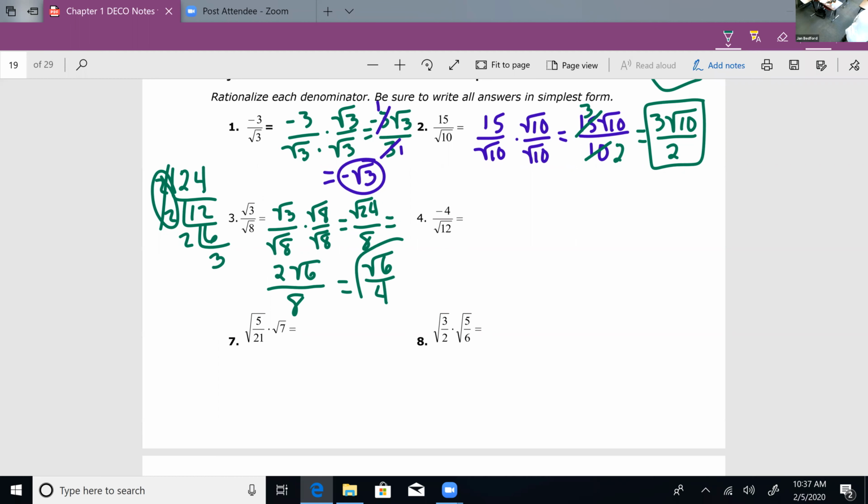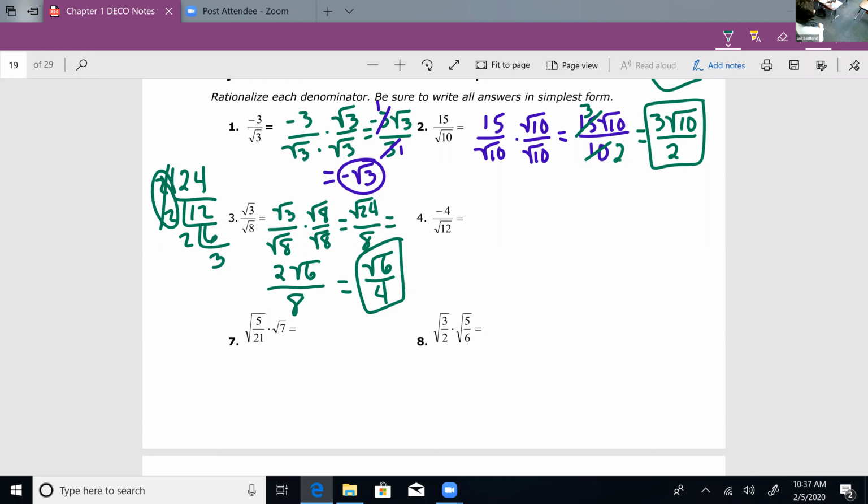You guys are doing very, very well with this. Okay. Now, that's if we didn't simplify the square root of 8 before we rationalized. Look at number 4. What's our problem here? There is a negative on top. That doesn't worry me too much because it's not under a radical. Where's my radical? In the bottom. That's what I don't want.